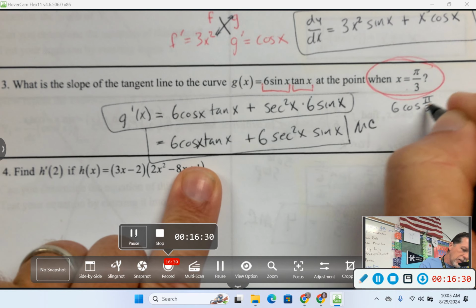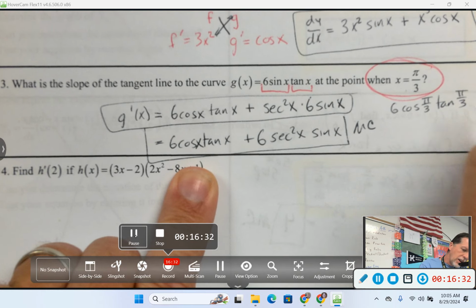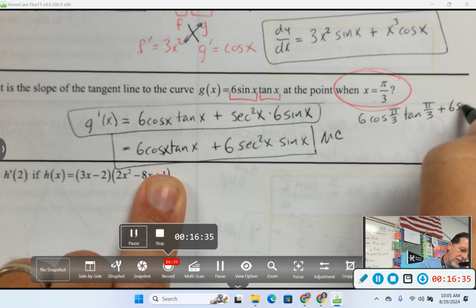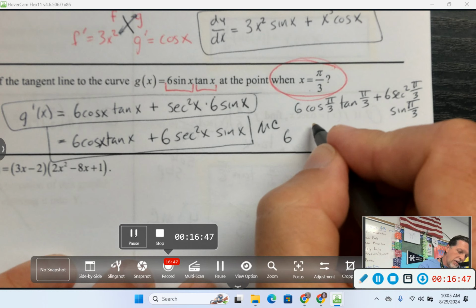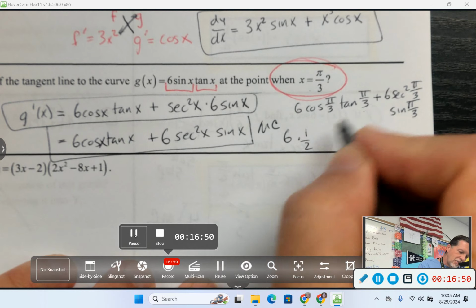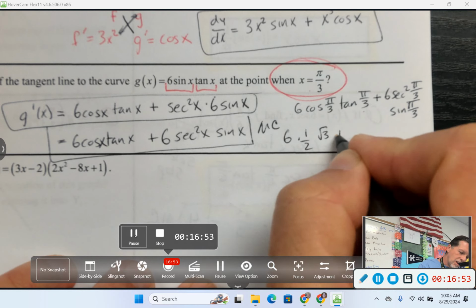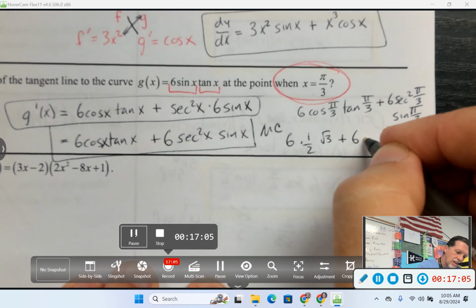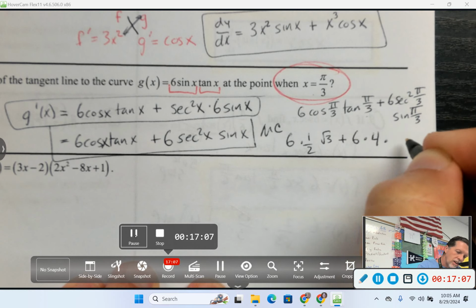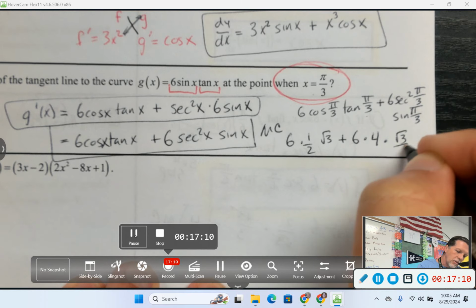6 cosine pi over 3 tangent pi over 3 plus 6 secant squared pi over 3, and I'm out of room, sine of pi over 3. Cosine pi over 3 is a half. Tangent pi over 3 is root 3. Secant of pi over 3: well, the cosine of pi over 3 was a half, so the secant of pi over 3 is 2. And then 2 squared is 4. And the sine of pi over 3 is root 3 over 2.